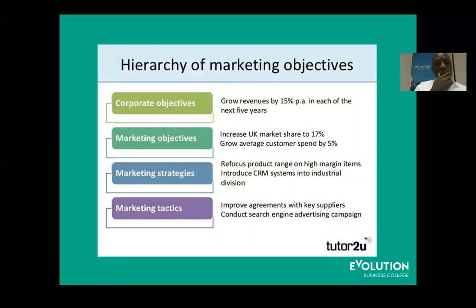So, marketing objectives: they have a hierarchy. You might have a lot of ideas, a lot of things that you want to achieve, but they're put into groups. For instance, corporate objectives, maybe grow revenues by 50%. Marketing objectives, for instance, this UK company's was to grow market share by 17%. Marketing strategies: refocus the product range, introduce a customer relations program, and bring their systems into the industrial division. Marketing tactics: how are you going to get this done? That is, improve agreements with key suppliers, conduct search engine advertising. And obviously, these are some of the research done by an organization called Tutor to You.